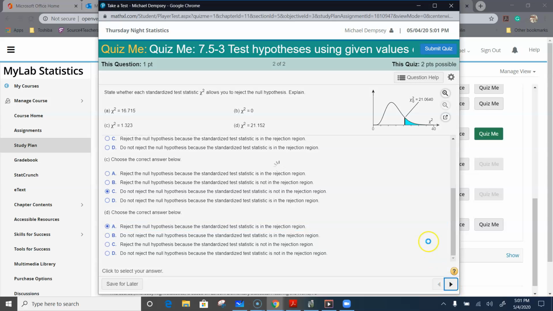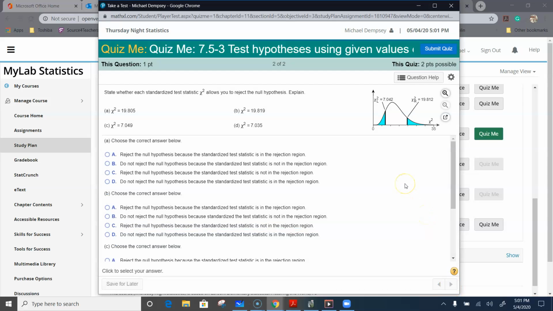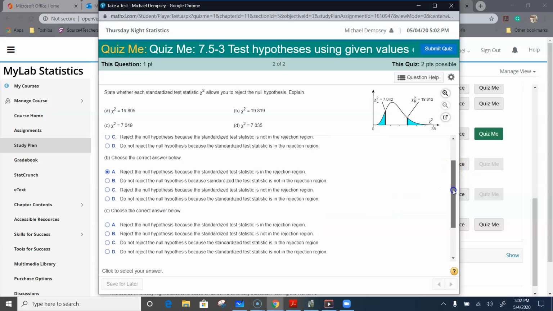Same thing again, now we just have 2 tails. So 19.805, where is it? It's in here, not in the blue region. It doesn't make it there, so we're not going to reject the null hypothesis because the value is not in the rejection region. Stay on that. 19.819 barely gets in there, but it is in there, so we reject the null hypothesis because that statistic does land in that rejection region.